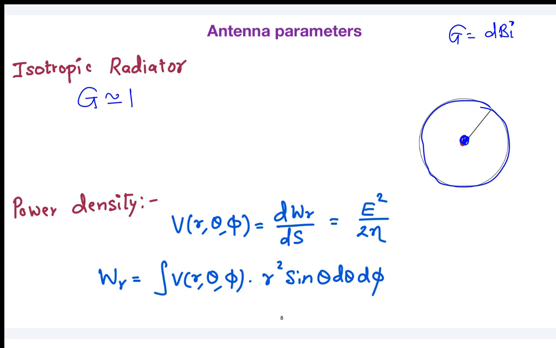Okay. And the next parameter is the power density. Power density you have already studied in our wave propagation, right? You remember the Poynting vector. The power density is basically defined as the power per unit area.